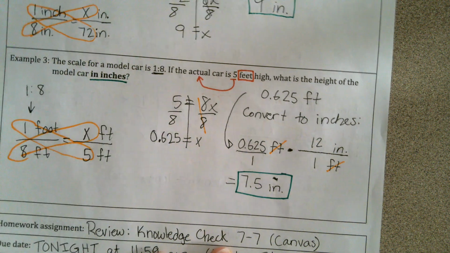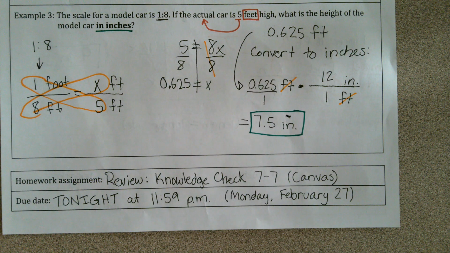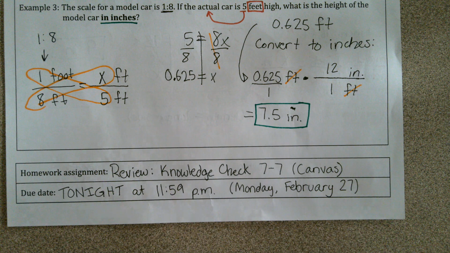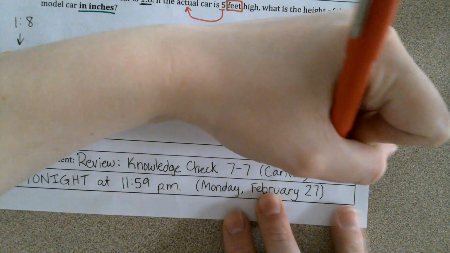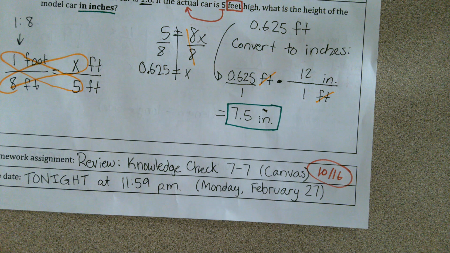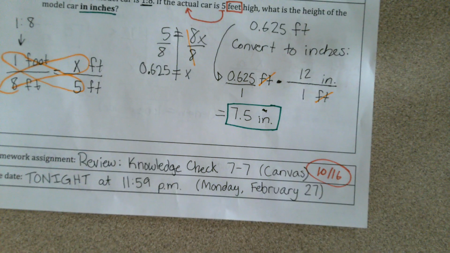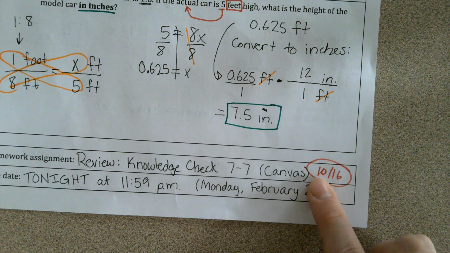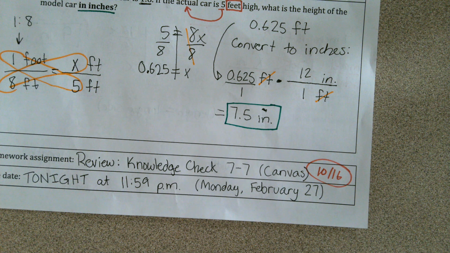One more thing at the bottom here is your homework assignment. It is the Knowledge Check 7-7 review. It's on Canvas. You have unlimited attempts. And on there, I ask you to get at least a 10 out of 16. A 9 out of 16 is an F. A 10 out of 16 is a passing grade. So 10 or higher, you'll get a passing grade on it. I will bump this 10 up to a 16 or whatever number you get, but it has to be at least 10 for me to bump it up and give you full credit.